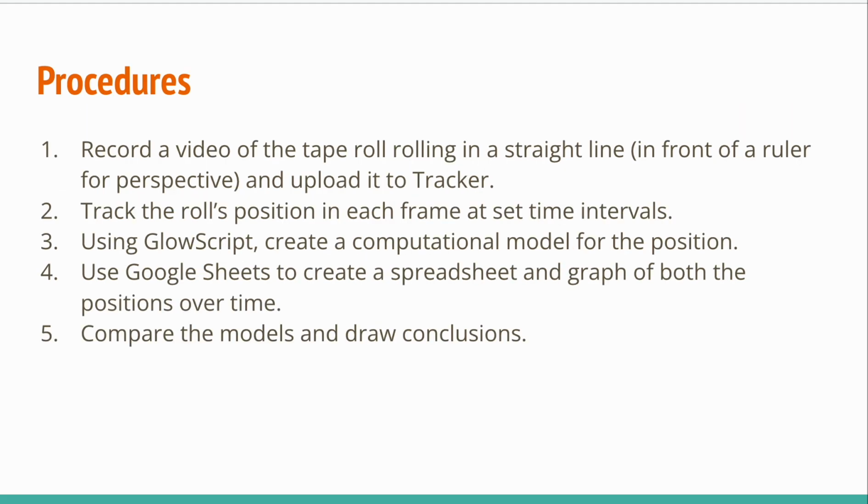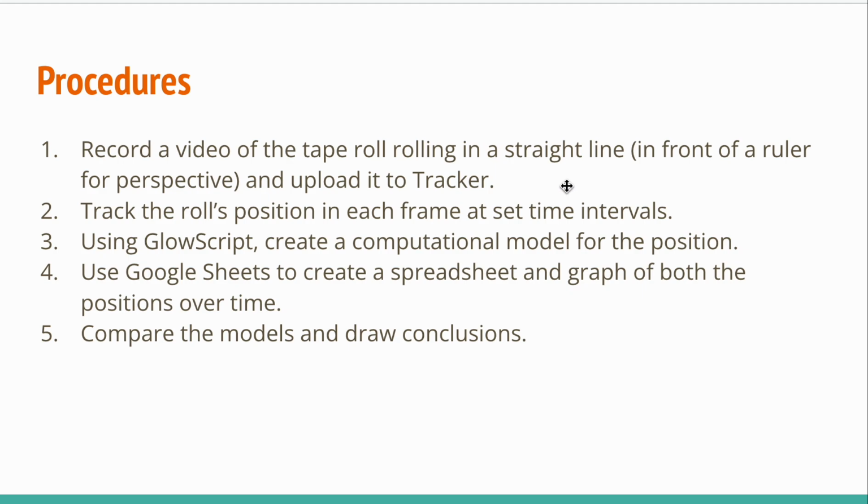So the procedures: first, I recorded a video of the tape roll rolling in a straight line in front of a meter stick for perspective, and we uploaded it to Tracker. At that point, I tracked the roll's position in each frame at set time intervals. Then, using GlowScript, I created a computational model for the position, and then used Google Sheets to compare the two, and then, again, compare the models and draw conclusions.